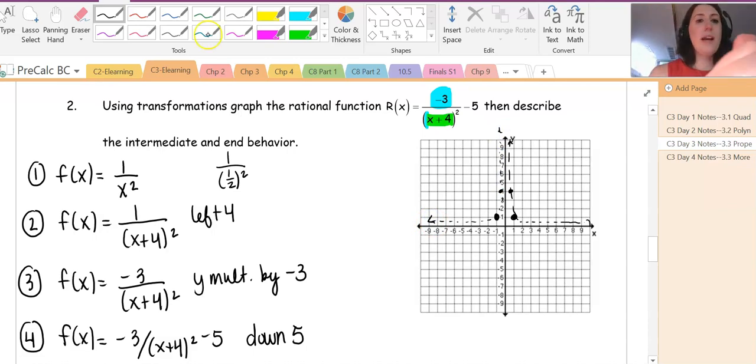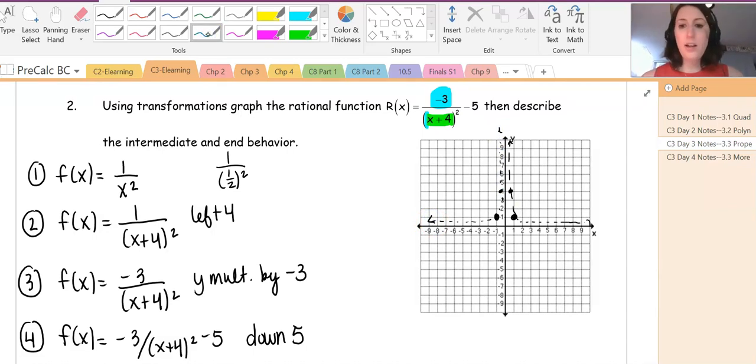Okay, so now let's go through our transformations. 1, 1, I'm going to go left 4. 1, 2, 3, 4. I'm going to multiply my y coordinate by negative 3. 1 times negative 3 is negative 3, and I'm going to go down 5. 1, 2, 3, 4, 5. Okay, now I'm going to do this guy right here. Left 4, 1, 2, 3, 4. Multiply by negative 3. Okay, down 5.